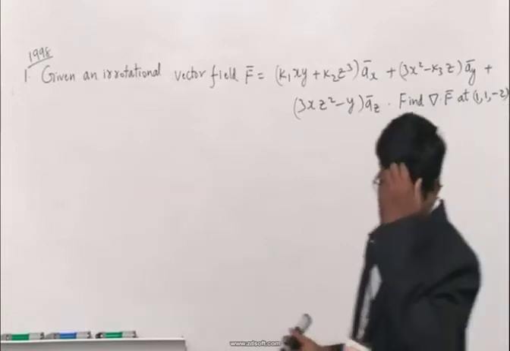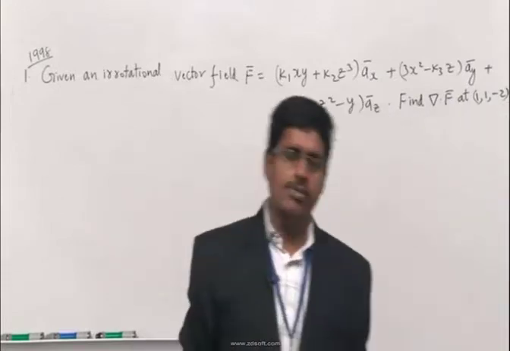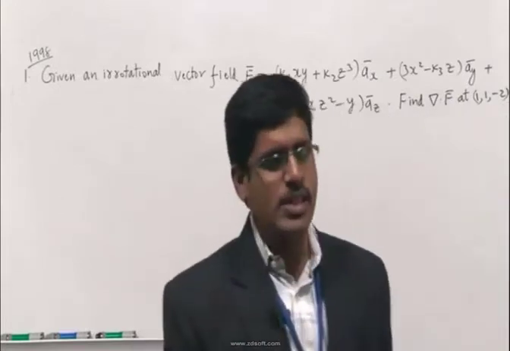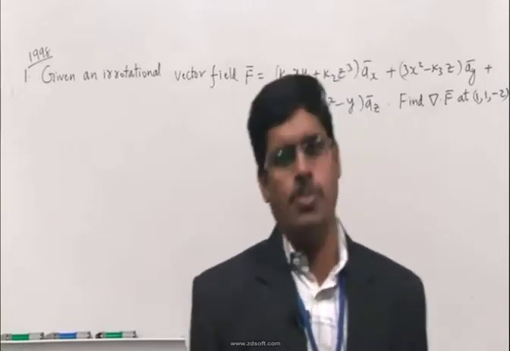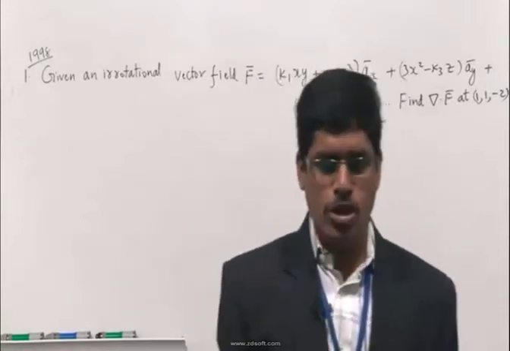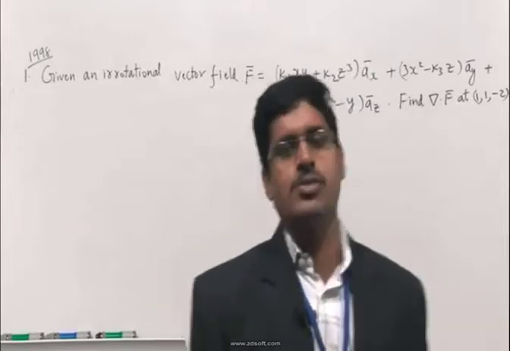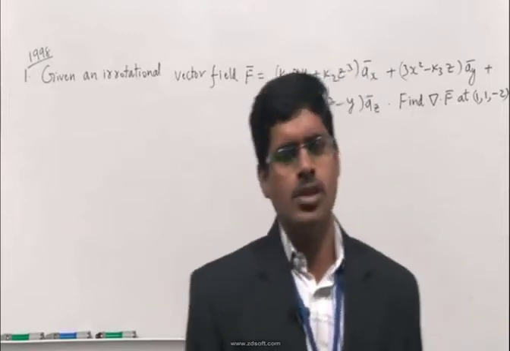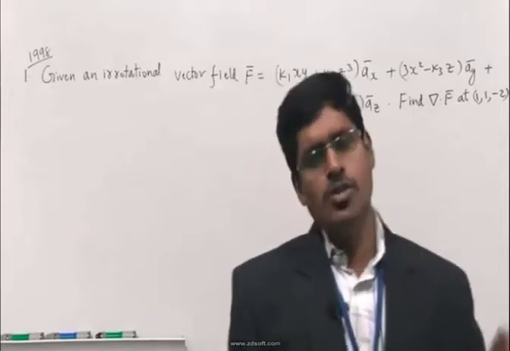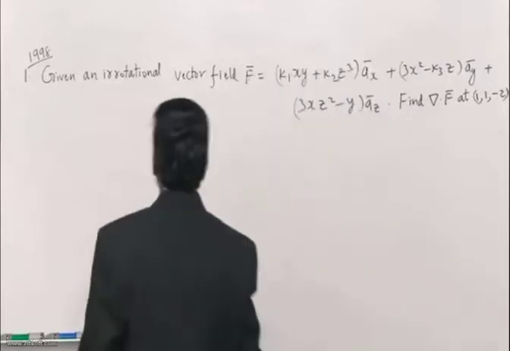So the given vector field f bar is irrotational. When do we say that a vector field is irrotational? Curl is equal to 0 bar. First find curl and equate to 0 bar. You will get the k1, k2, k3 values. After obtaining those values, for that f bar you find the divergence, that is del dot f bar.